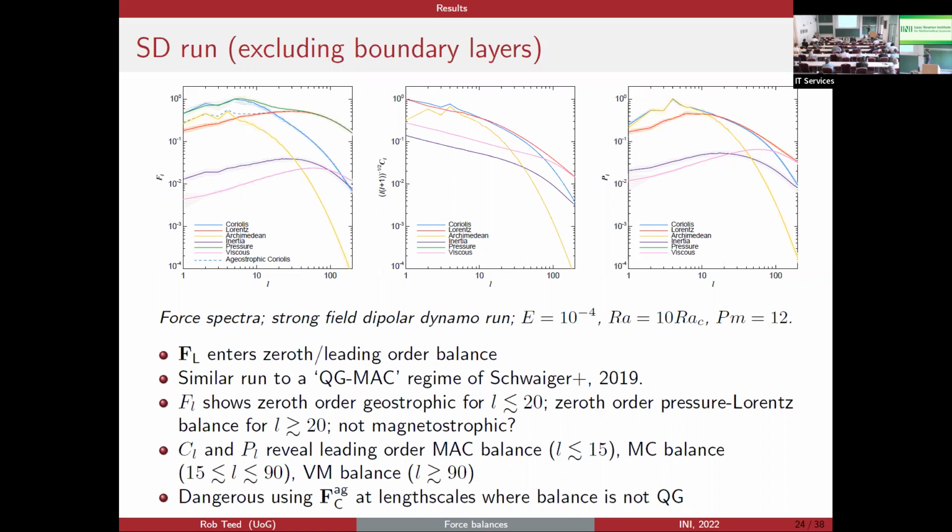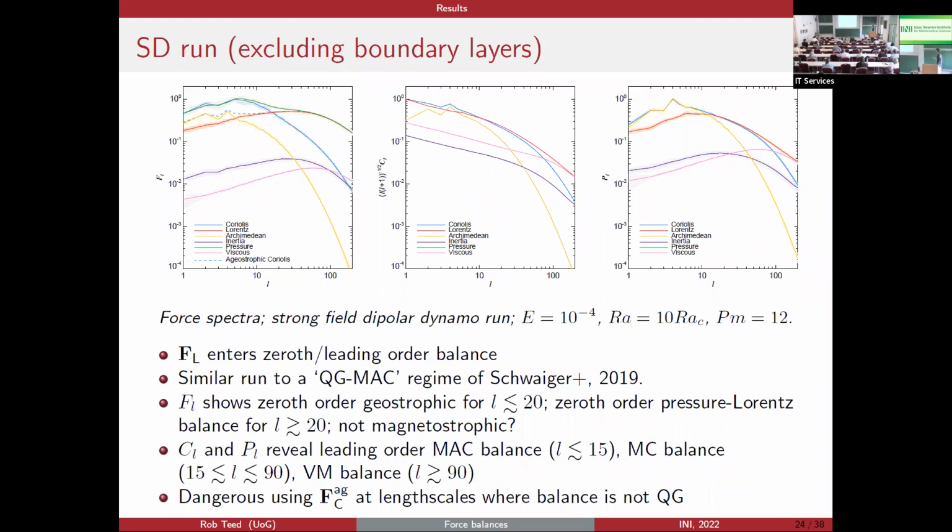Yeah, and again, so in particular for this dynamo run, it's dangerous looking at this ageostrophic Coriolis at length scales where the balance is not quasi-geostrophic. So again, the ageostrophic Coriolis does an okay job here. The dashed blue line here is basically the same representation as this blue curve here. But then later on, as the Coriolis force drops off, it looks like here you've then got a magnetostrophic balance, potentially, if you use the ageostrophic Coriolis. But really what this is saying is you've got a Mach balance, then an MC balance, and then a VM balance, I guess it is.